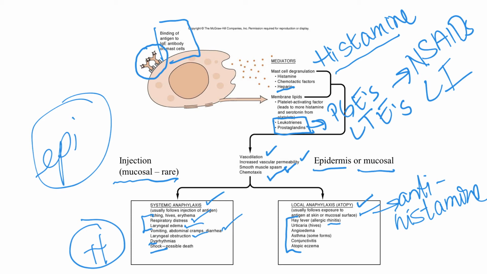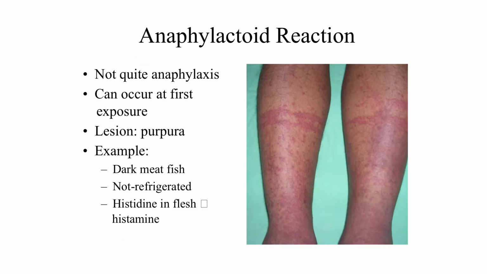So that's our type 1 immediate hypersensitivity. Just to point out, we call that anaphylactic reaction or anaphylaxis. Whenever you see oid at the end of something, that means kind of like it, but not quite. So we have an anaphylactoid reaction, which resembles an anaphylactic reaction, but isn't one completely.